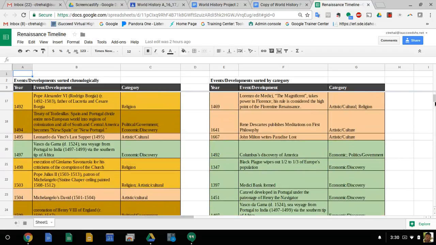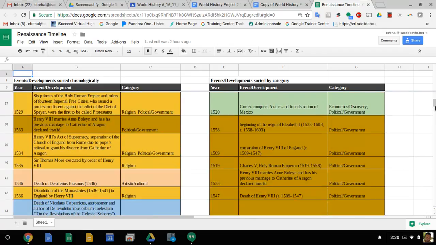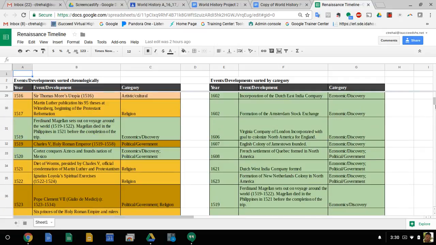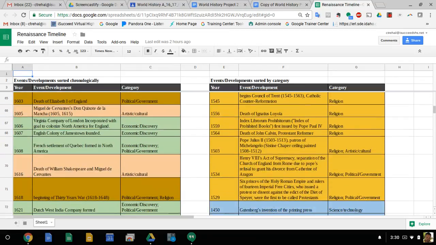So I have all the artistic, cultural, I have the economic and discovery, I have the political government. By the way, you'll notice that some of these have more than one category, and on something like that, you're going to have to choose which one is best. I listed what I thought was the first category first, and then the second category second, but those are events that could kind of go either way, and you can choose.